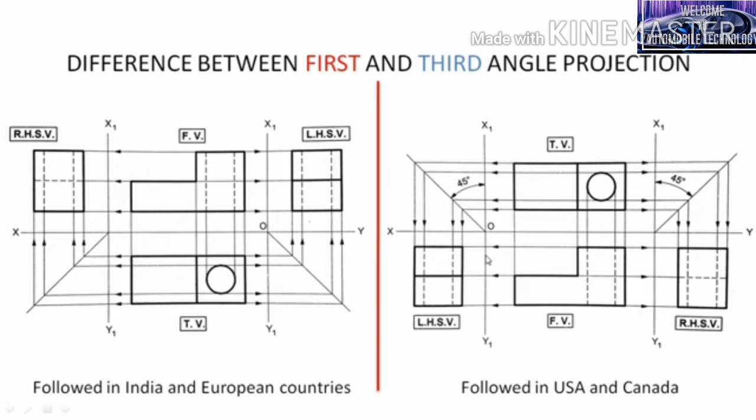In first angle projection, the front view is drawn above the XY line. In third angle projection, the front view is drawn below the XY line. In first angle projection, the top view is below the XY line. In third angle projection, the top view is drawn above the XY line. In first angle projection, the left side view is projected on the right plane. In third angle projection, the left side view is projected on the left plane itself.